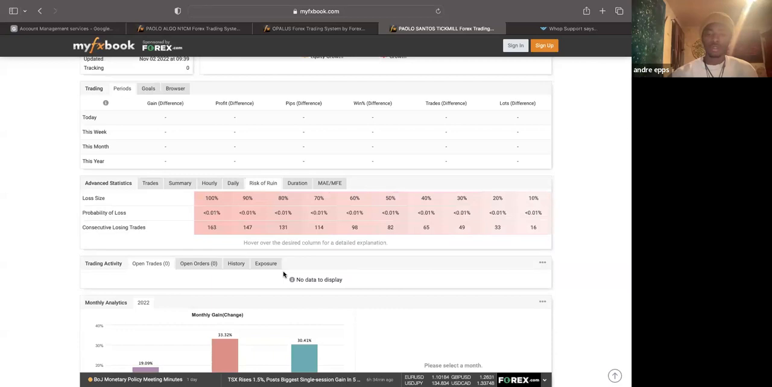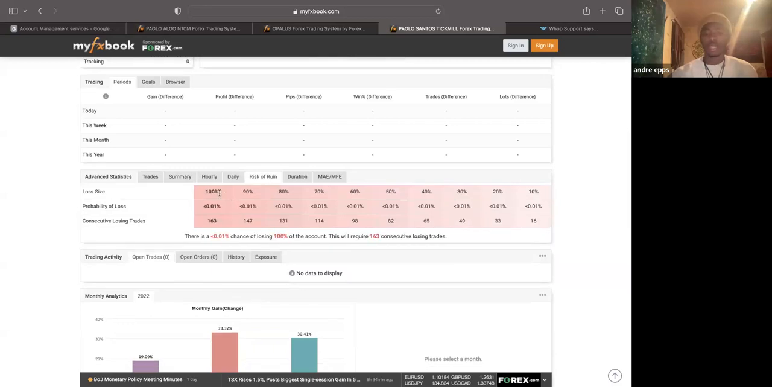Okay, so the risk of ruin, all of this is a little bit different. Again, because it took fewer trades, it gives you a consecutive number of trades that it would take for you to lose those percentages, but it's still less than 0.01% chance. There's less than 0.01% chance of losing 100% of your account. It's literally saying it's impossible. It's telling you that it's never going to lose 16 trades in a row. It is literally impossible to lose 10% of your account. You would have to lose 16 consecutive trades.